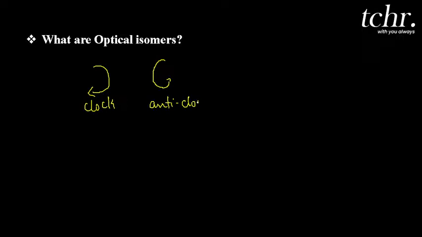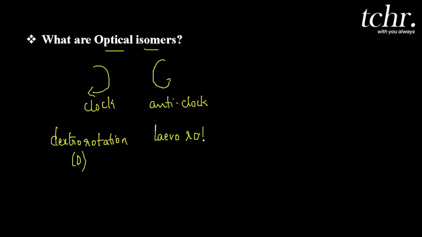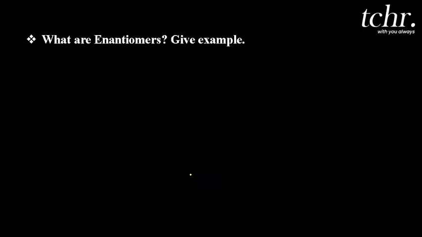So two types of isomers arise, and what do we call them? Optical isomers. Here, the clockwise direction we call dextro rotatory compound or dextro rotation, and we mention it as D. And if it is the anti-clockwise direction, we call it levo rotation, that is levo rotation or L form. So there are two types of rotation, dextro and levo. Of those compounds, one shows dextro rotation and one shows levo rotation. We call them optical isomers.